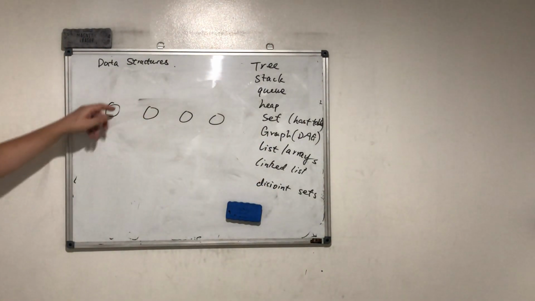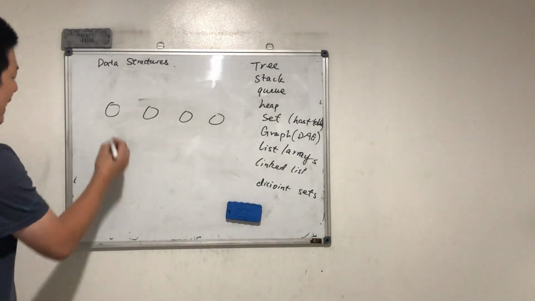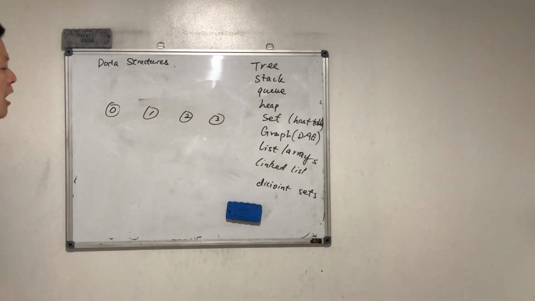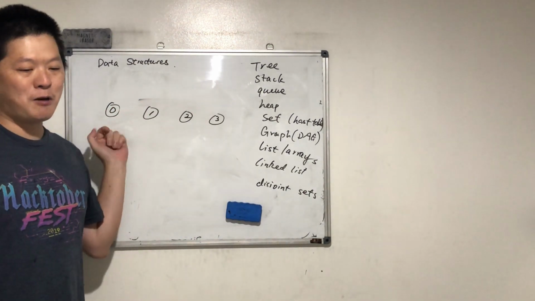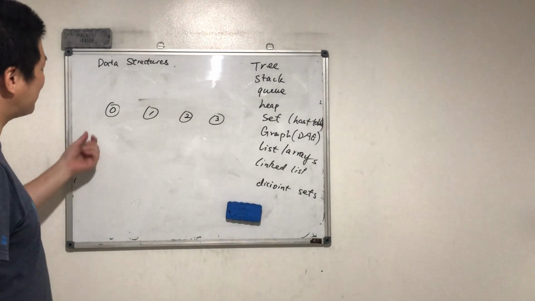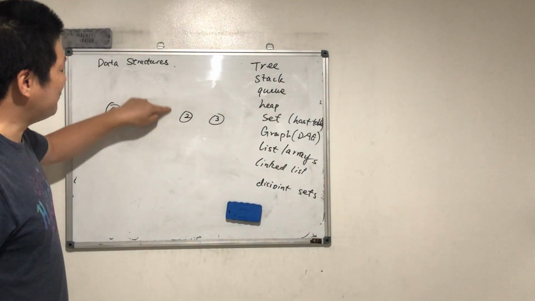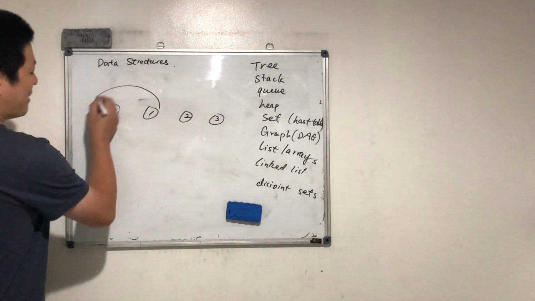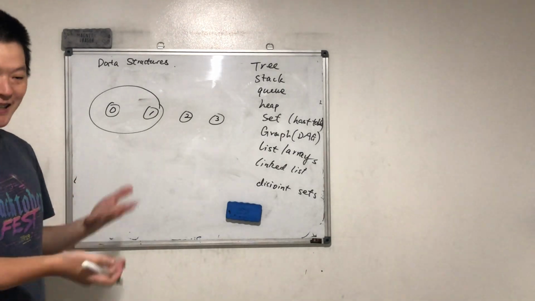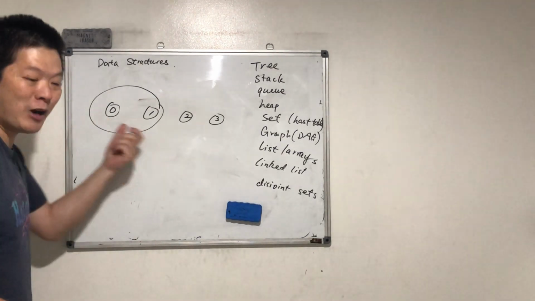So for example, we have the numbers 0, 1, 2, 3. How many groups are there? 4. Well done. And if I tell you I want to union these two, and these two become a group, how many groups are there? 3. Okay, so this is the basic data structure. So why is it useful?